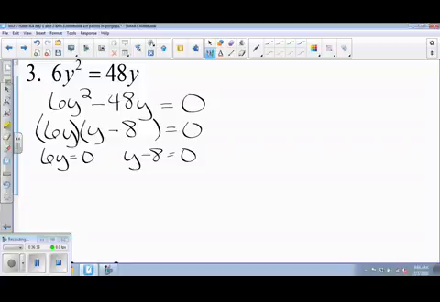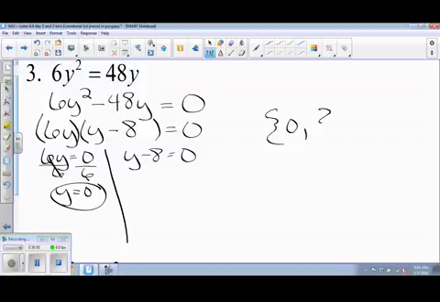So it's like two separate problems. We divide both sides by 6, so in this one, y equals 0. The first solution is 0, so in my solution set, 0 is my first answer. In this one, we move 8 to the other side, so y equals 8. So my second answer is 8.